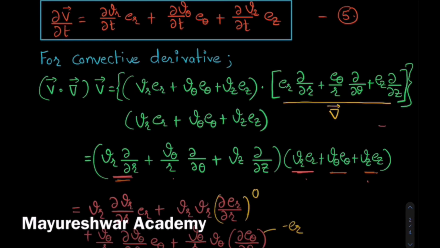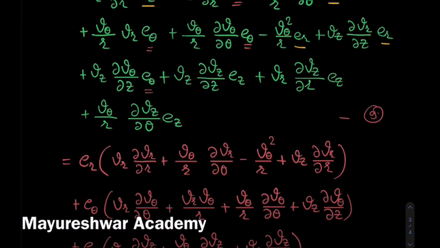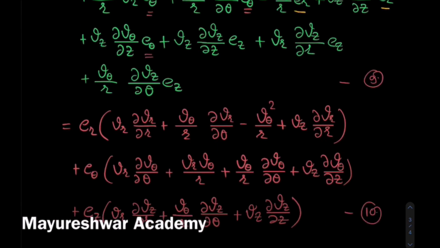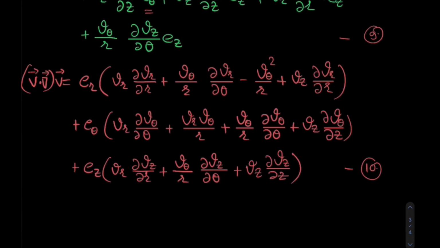So this is basically the terms which we have obtained for the convective derivative, sorry, the local derivative. So let us call these equations numbers 9 and 10. So this equation is the definition of V bar dot del bar operating on V bar.